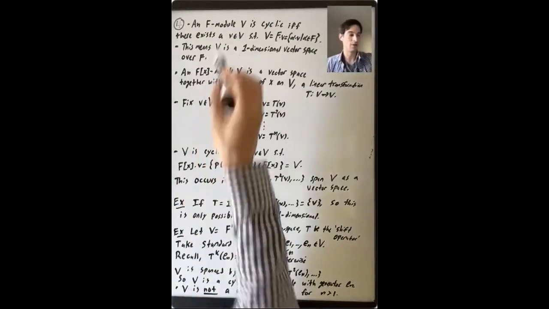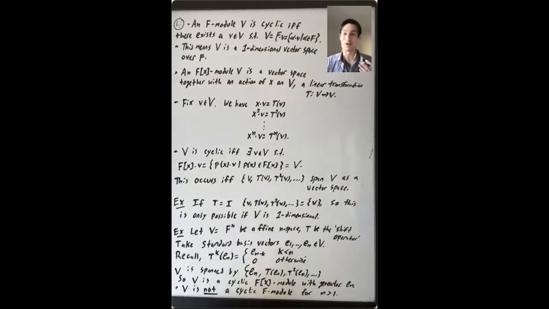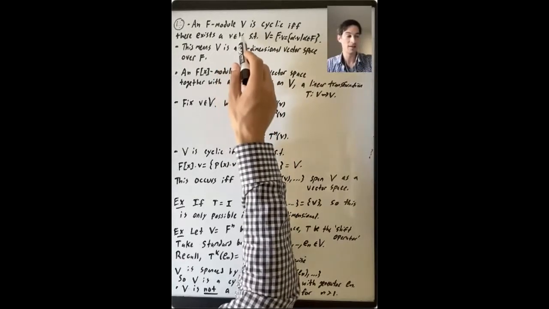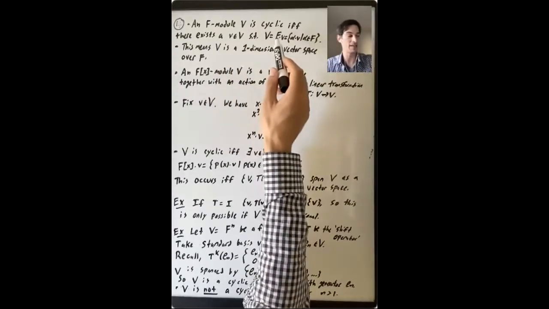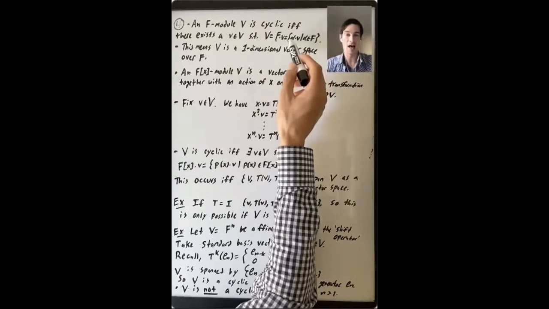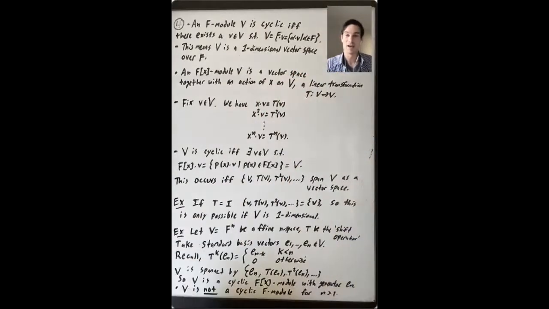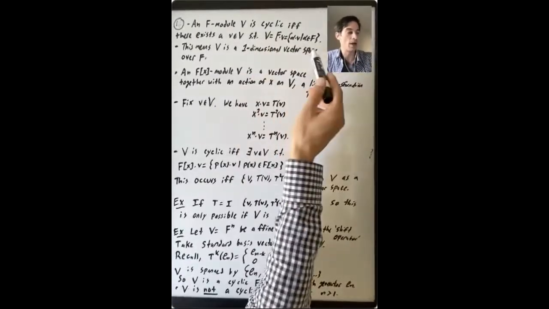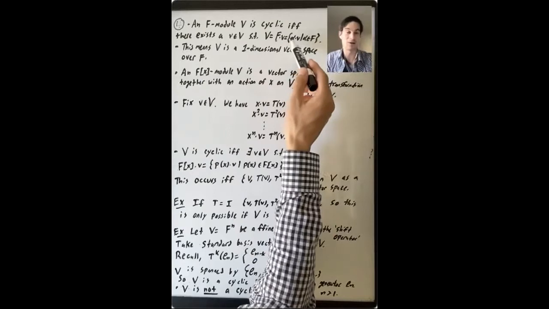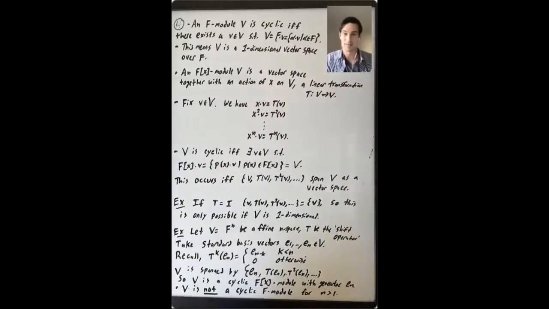An F module V, that is a vector space over the field F, is cyclic if and only if there exists a vector in your vector space such that the whole vector space is F times v. It's the set of all things of the form alpha times v, where alpha goes through the elements of your field. So we'll talk much more about vector spaces and things like dimension several lectures from now. But this means that V has to be a one-dimensional vector space over F, that everything in the vector space can be written as a scalar times one vector, little v.